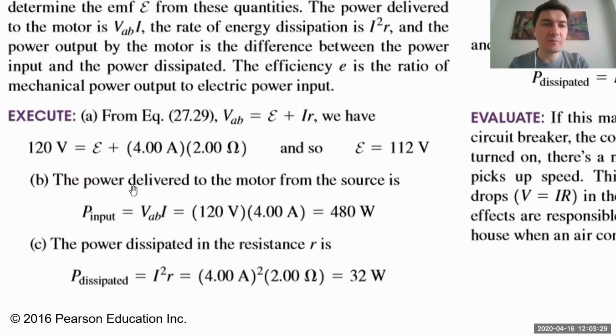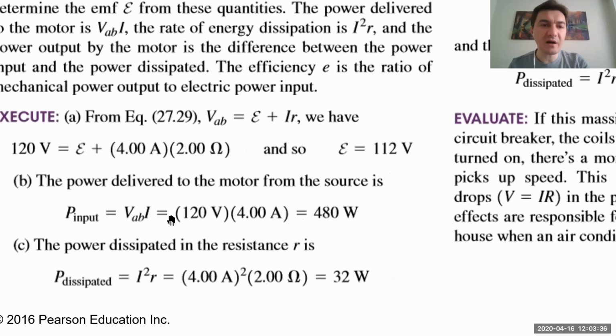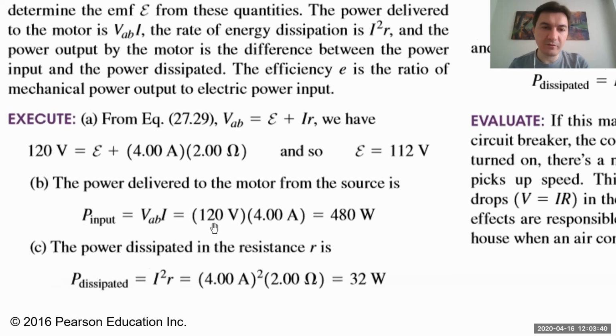So the power delivered to the motor from the source is given by power input, V_AB times I. This is the voltage, 120 volt, and this is the current in the circuit. Then we have input power 480 watt. What is the power dissipated in the resistance R?